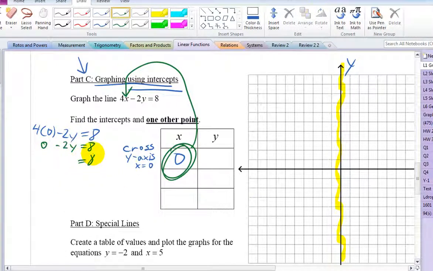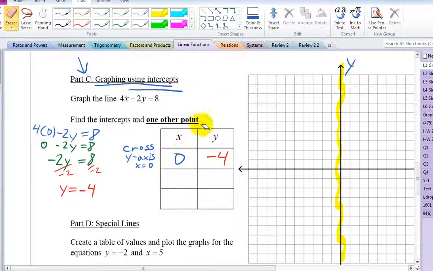What is 0 minus 2y? Well, it's negative 2y. That's a bit of a trick. Now we have negative 2y, which is the same as negative 2 times y. What's the opposite of times? Divide. So y equals 8 divided by negative 2, negative 4. Okay. So now we're halfway there.